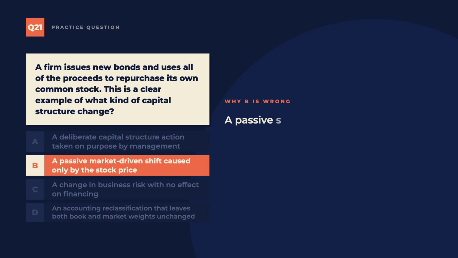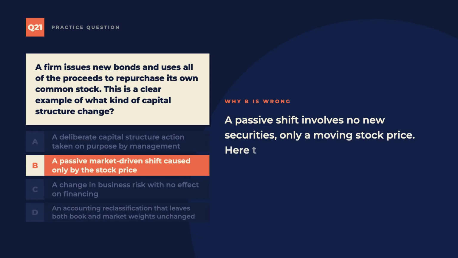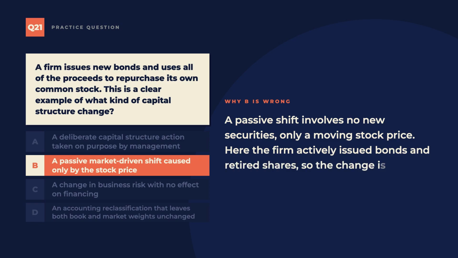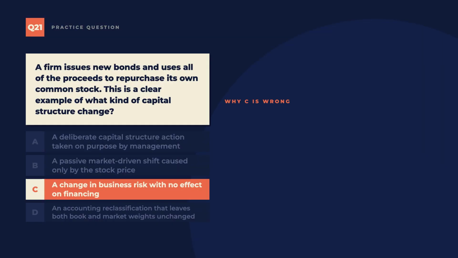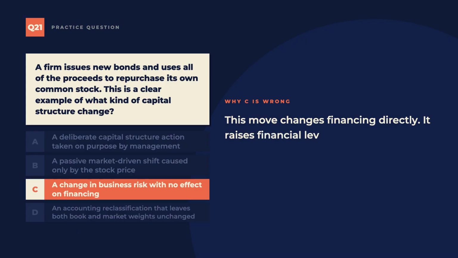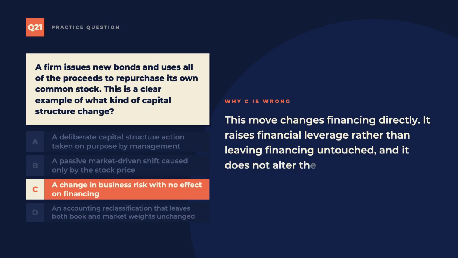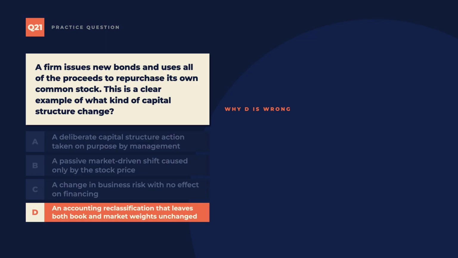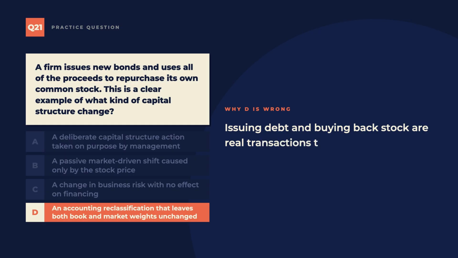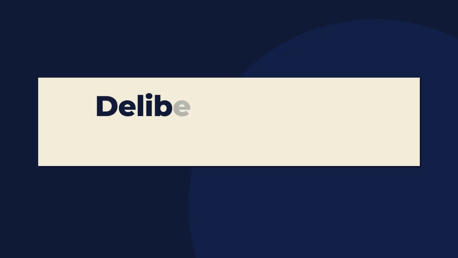B is wrong because a passive shift involves no new securities, only a moving stock price. Here the firm actively issued bonds and retired shares, so the change is deliberate, not passive. C is wrong because this move changes financing directly. It raises financial leverage rather than leaving financing untouched, and it does not alter the underlying business risk. D is wrong because issuing debt and buying back stock are real transactions that move both book and market weights. It is not a mere reclassification.